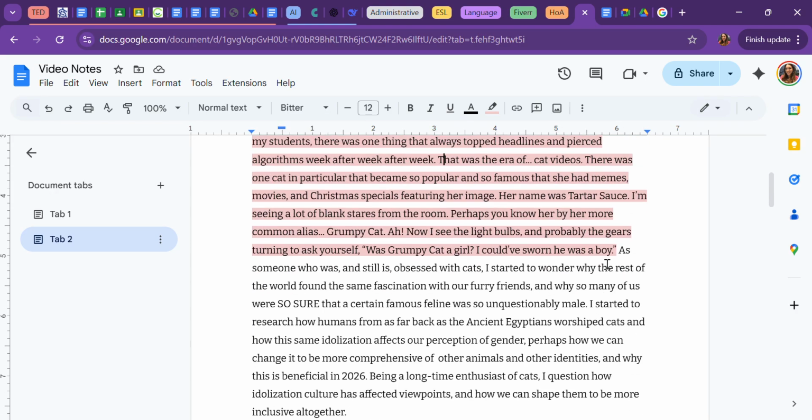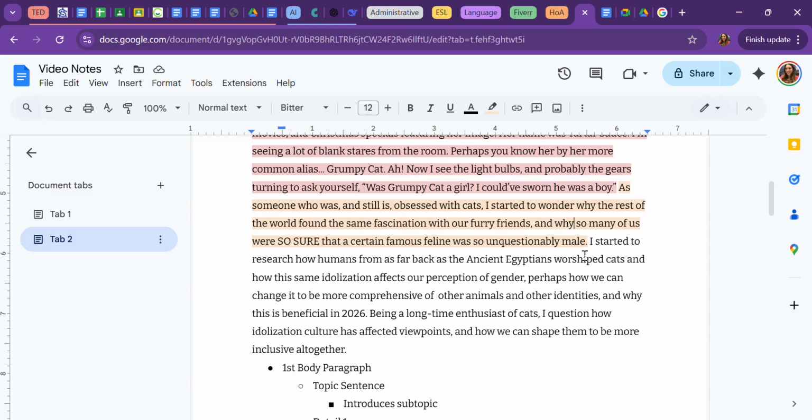As someone who was and still is obsessed with cats, I started to wonder why the rest of the world found the same fascination with our furry friends, and why so many of us were so sure that a certain famous feline was so unquestionably male. This is my personal connection, because I am interested in cats, and I was and I still am interested in cats. So now, this is what I did, and it turns into my general outline.